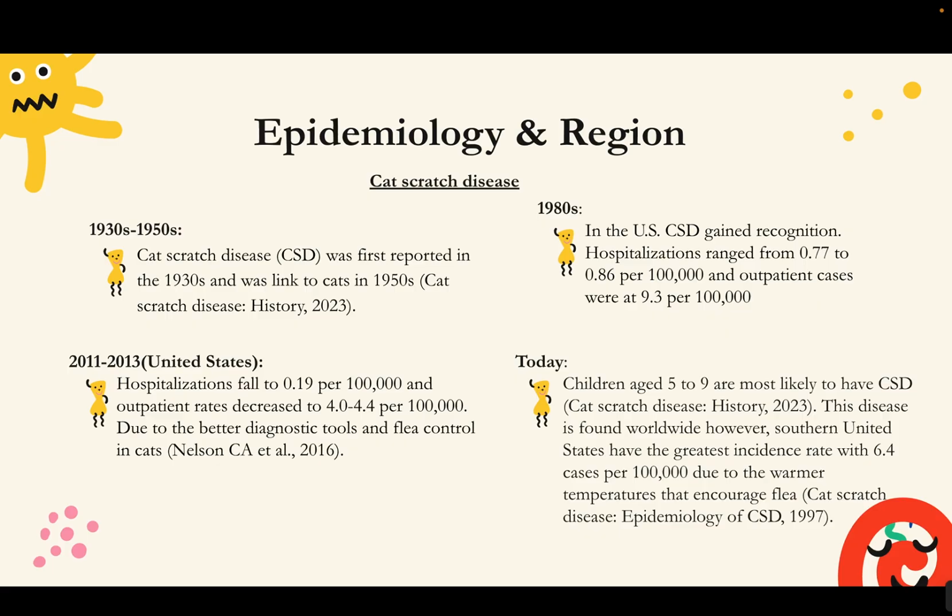Today, children aged 5 to 9 are most likely to have CSD. This disease is found worldwide. However, the southern United States has the greater incidence rate, with 6.4 cases per thousand, due to a warmer temperature that encourages flea activity.